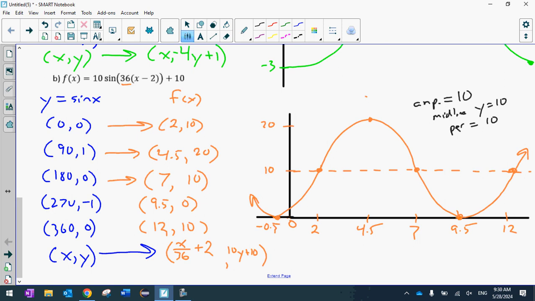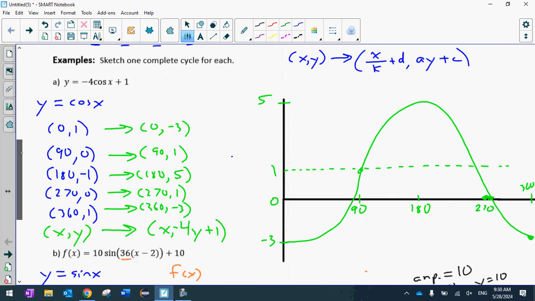Here, let's do the same thing with the one above. So on the one above, the amplitude was 4. The midline was at y equals 1, and the period was 360, or 360 degrees. If I look at the equation, is it possible to determine any of those characteristics just by looking at the equation? Yeah, what's one that's easy to tell by looking at the equation?